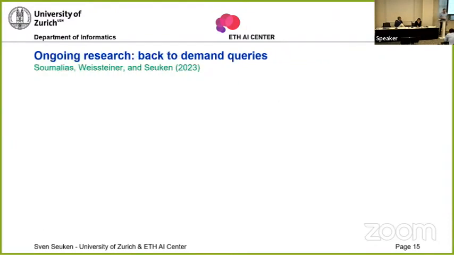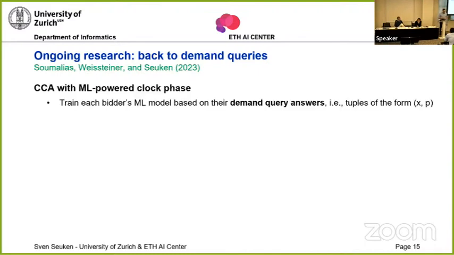So the final point I want to make about the combinatorial auction workstream here is some ongoing research we're doing at the moment. And here we're kind of going back to demand queries, because obviously value queries are not the only way to do this, but we want to leverage the power of prices. And the idea that we're currently exploring is designing a CCA, but where we are enhancing the clock phase of the CCA with a machine learning based approach.